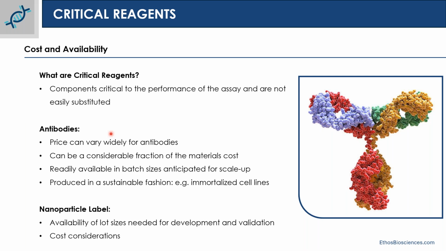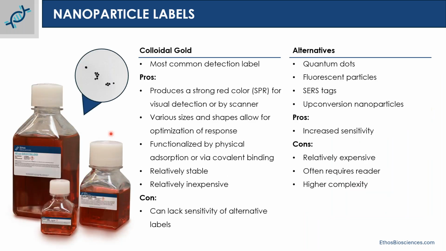As far as the nanoparticle label goes, many of the same things still apply. You want to make sure you can get your nanoparticle labels in the lot sizes needed for development, validation, and manufacturing. You want to consider cost. So we have more information there on the next slide about the nanoparticle labels. There are a number of choices when it comes to your labels. And again, your labels are what are going to give you that visual indication or some sort of indication on the nitrocellulose membrane. The most common nanoparticle label you can have is colloidal gold.